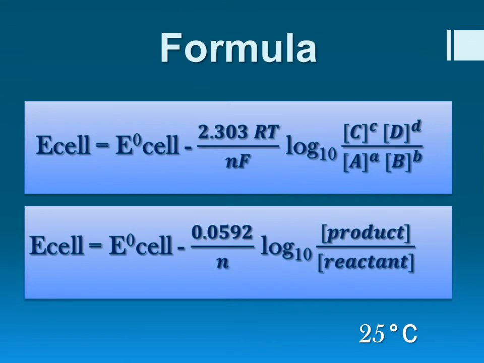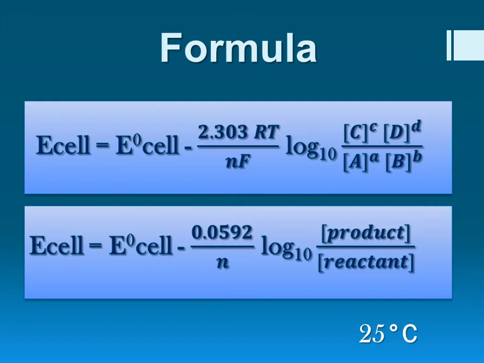We have seen various forms of Nernst equation in my previous video, although we will be using the second formula in this video. Ecell is equal to E naught cell minus 0.0592 upon n log to the base 10 concentration of products divided by the concentration of reactants. This value is obtained by plugging the values of R, T and F in the above equation.